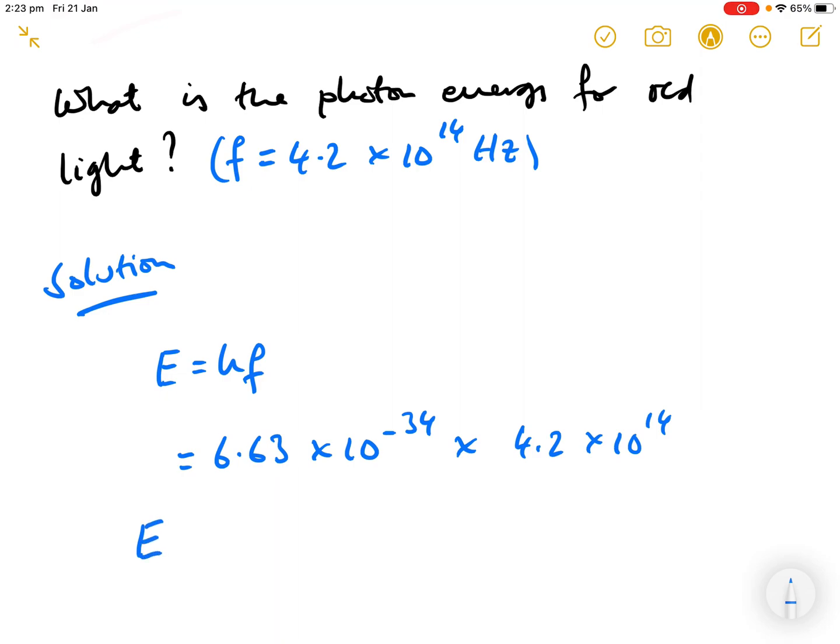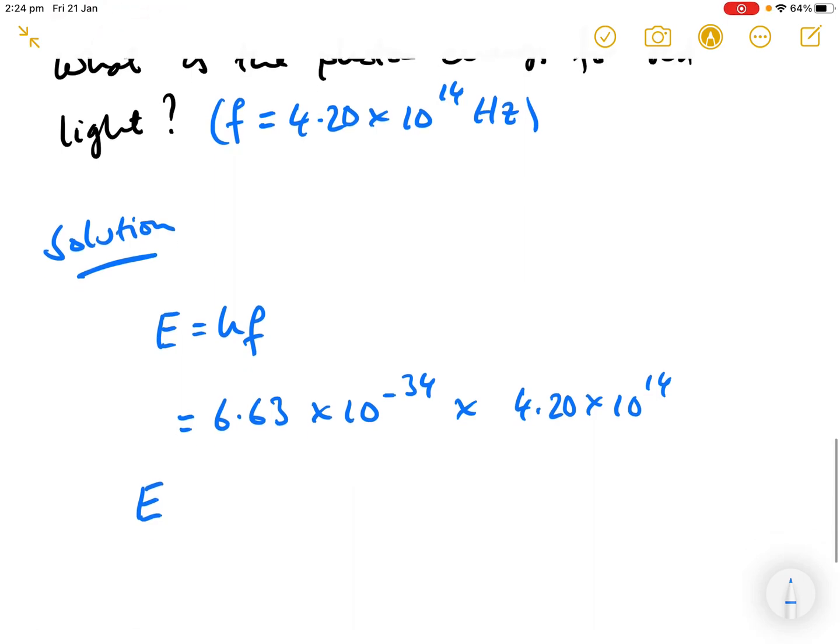You will see that it's important to have your calculator set on scientific notation, and I would suggest 3 significant figures, and I'll make that a 0 so that we're consistent. And when you multiply these two together, you get 2.78 times 10 to the minus 19 joules. And that's 3 significant figures. So far, so good.